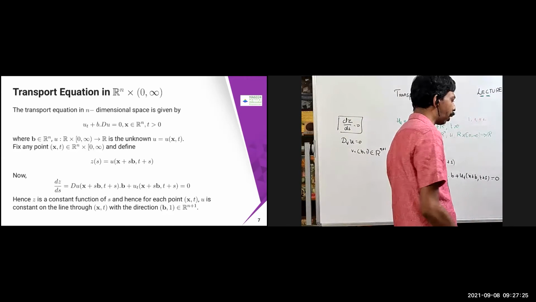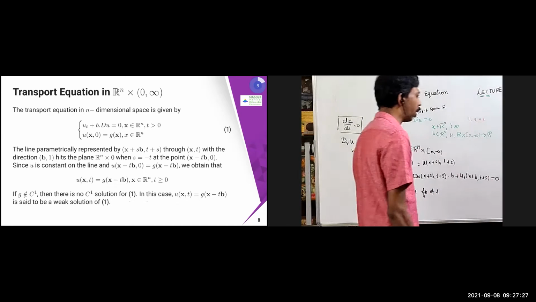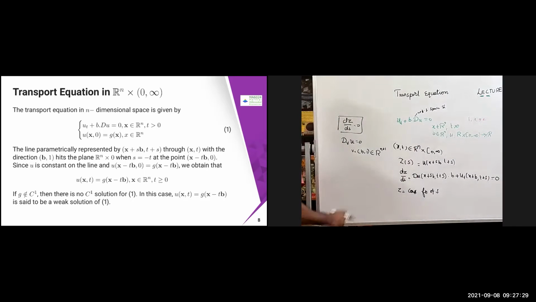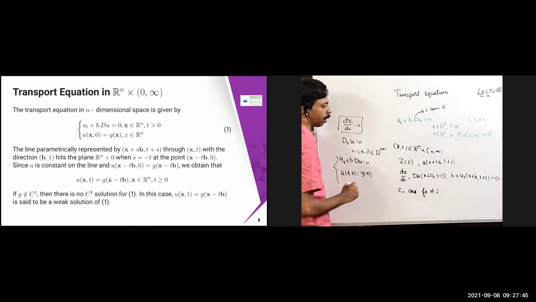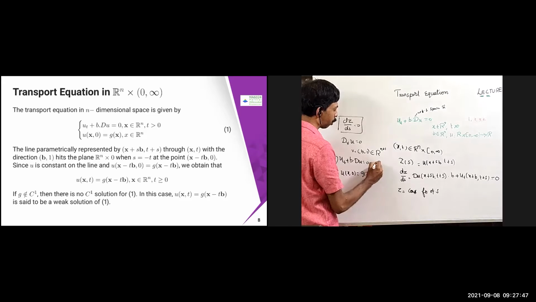So therefore, the transport equation, whatever I have, we can write in this way. I'm just going to solve this problem: u_t + b·Du equal to 0, and then I have an initial condition u(x, 0) equal to g(x). I'm just going to generalize whatever we did in the last one. Here x belongs to R^n, t greater than 0.